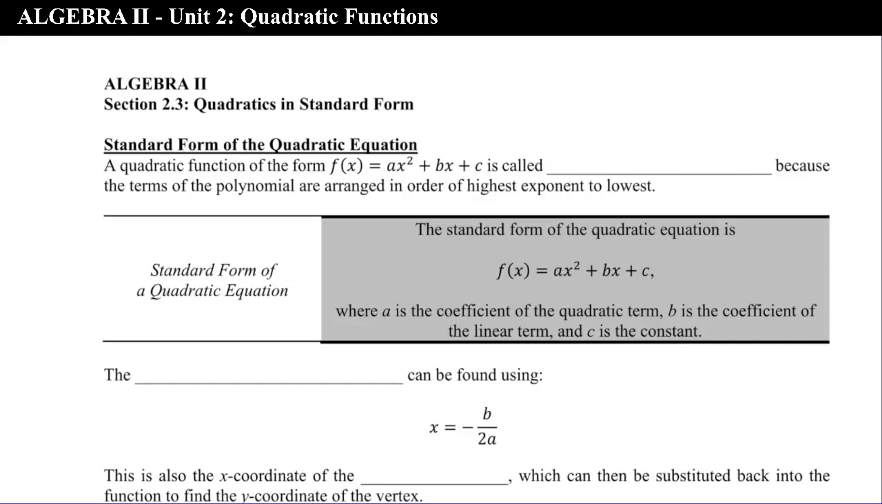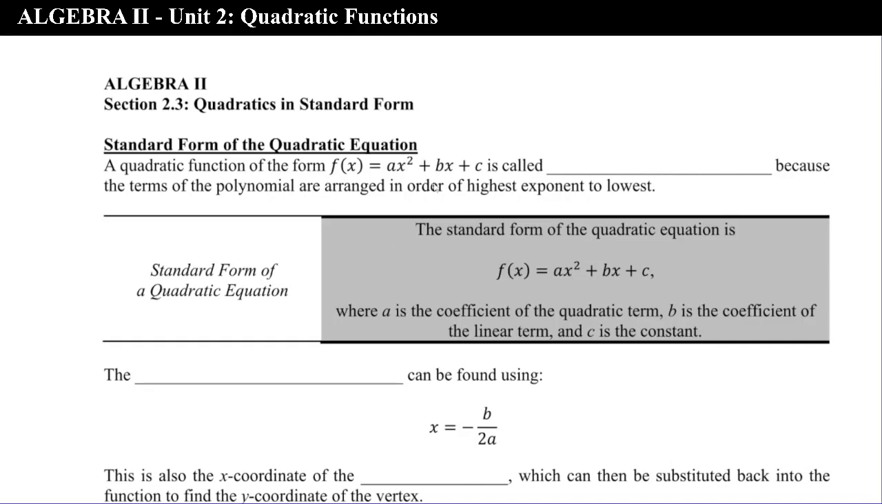Welcome to section 2.3, Quadratics in Standard Form. So in the last two sections of this unit, we've talked about the quadratic equation in vertex form, and we've talked about it in intercept form. Now we're going to talk about it in standard form, which is the form that you're most likely to encounter in most cases.